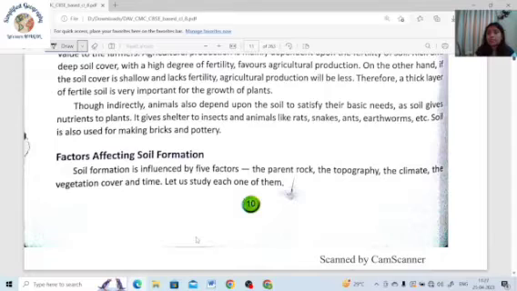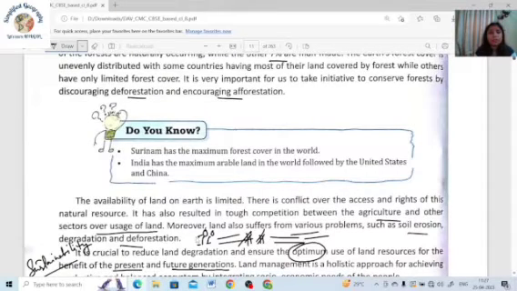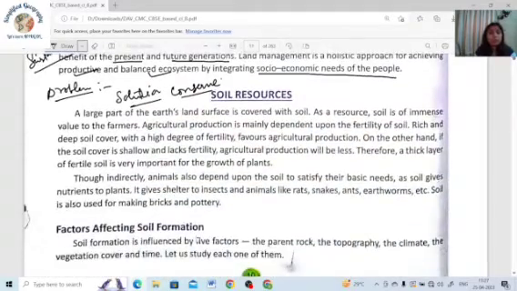What is soil? Soil is the upper layer of the surface, the loose, friable layer on the surface. As a resource, soil is of immense value to the farmer because the fertile soil gives us food. Agricultural production mainly depends upon the fertility of the soil.